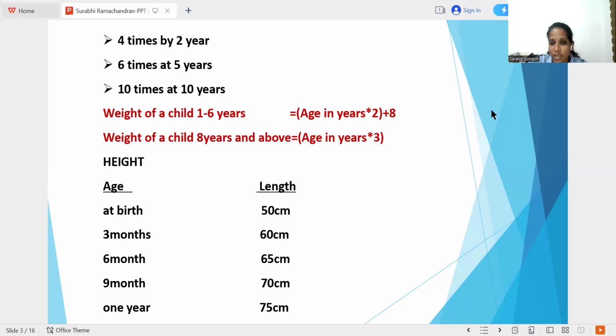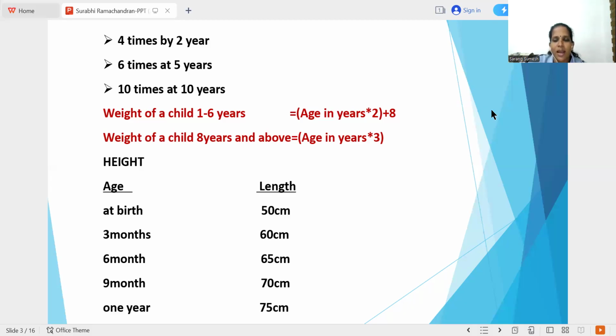The normal birth weight of a baby is 3 kg, and then two equations we are calculating for weight of the child. Weight of a child 1 to 6 years, age in years into 2 plus 8. Weight of a child 8 years and above, age in years into 3. These are the main points in weight.